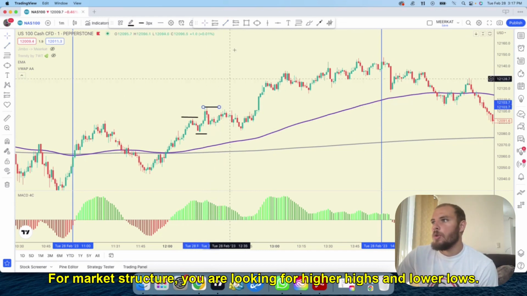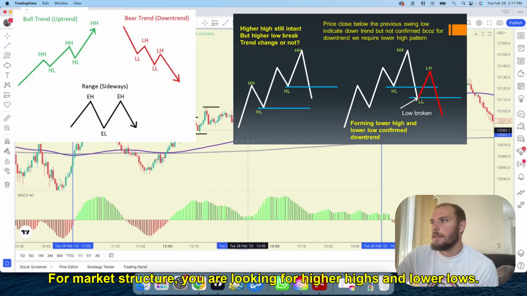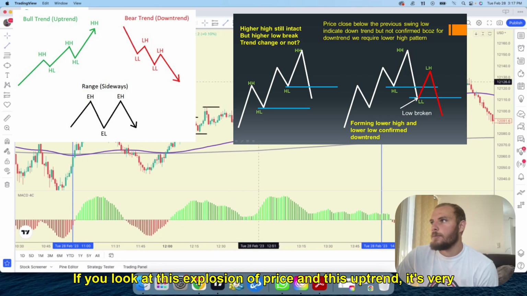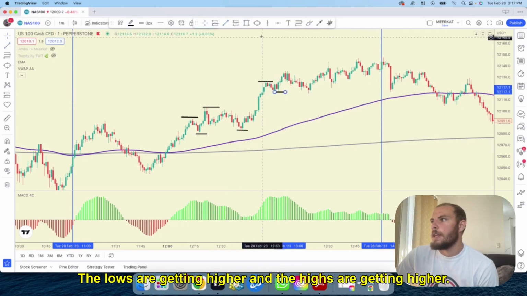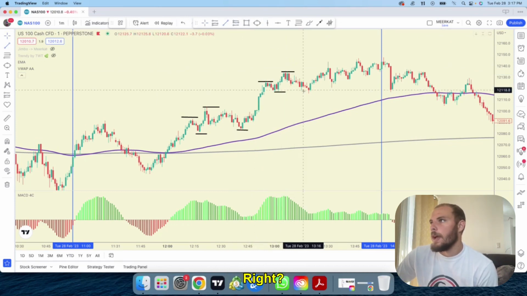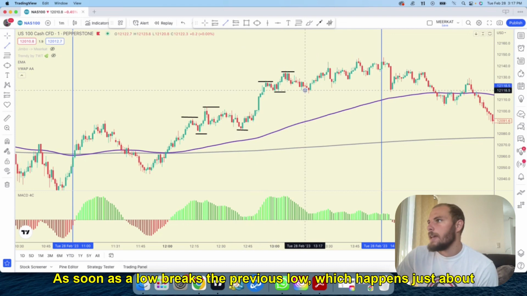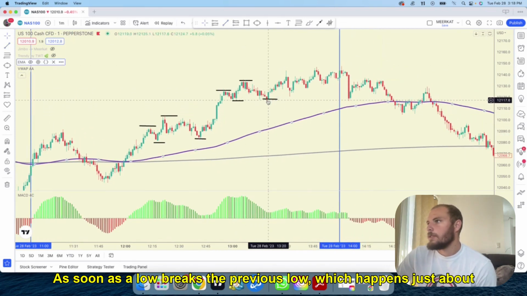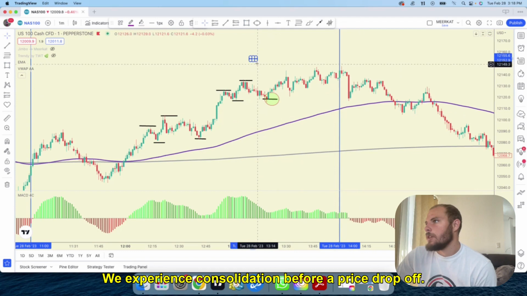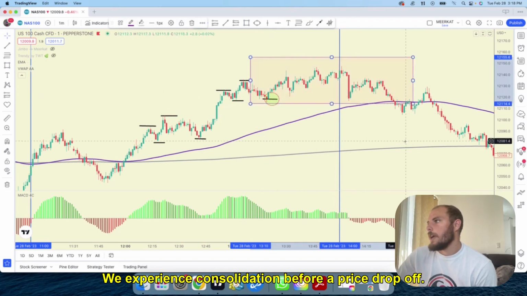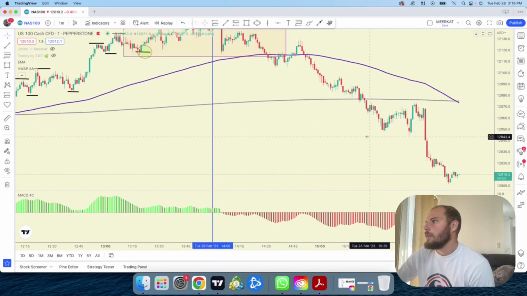For market structure, you are looking for higher highs and higher lows. If you look at this explosion of price and this uptrend, it's very simple. The lows are getting higher and the highs are getting higher, right? As soon as a low breaks the previous low, which happens just about right in this area, we experience consolidation before a price drop off.